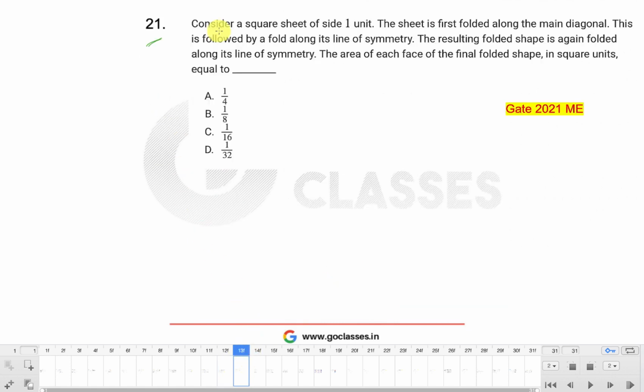Next question. Consider a square sheet of side 1 unit. Okay, this is a square sheet of side 1. The sheet is first folded along the main diagonal. This is the diagonal. It will be √2, and now we have it like this because it is folded. √2, 1 and 1. This is followed by a fold along the line of symmetry. This is the line of symmetry. So it will be folded like this.